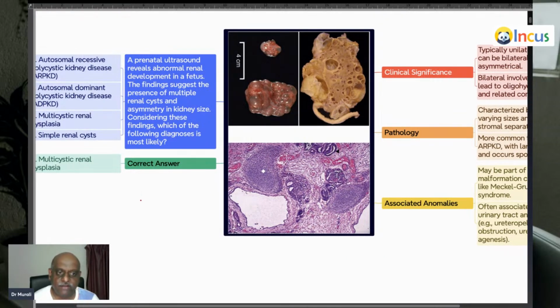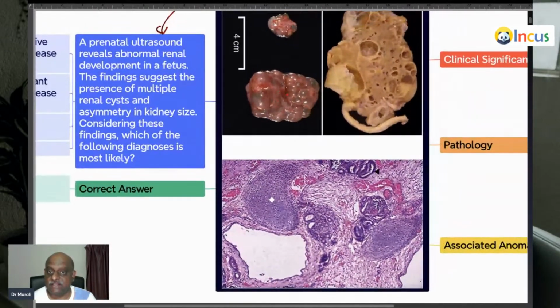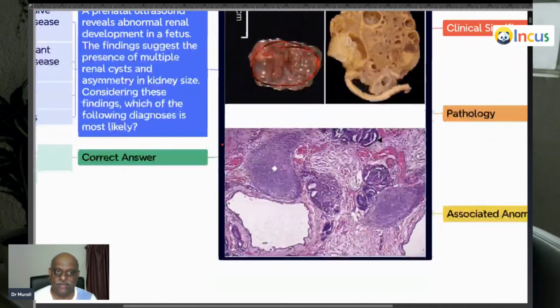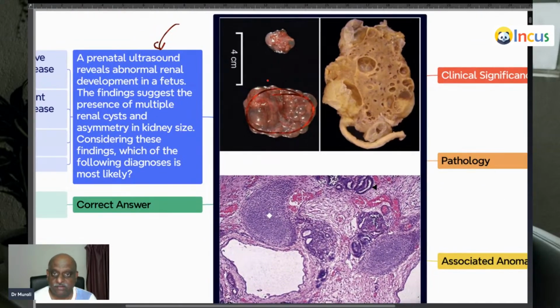So what does it reveal? Abnormal renal development in the fetus. Multiple renal cysts like this are there. There is asymmetry in the kidney size. One kidney large, one kidney small.